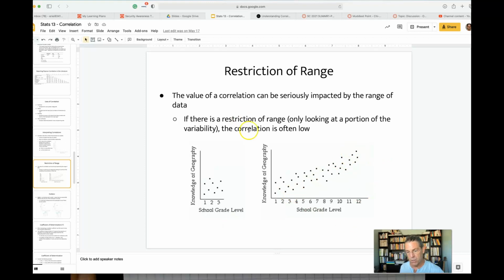So imagine, just ignore the scale, the axes here, and just say, okay, if there was a strong correlation, well, now you're only looking at these people here.